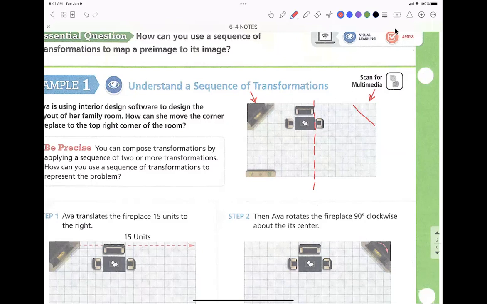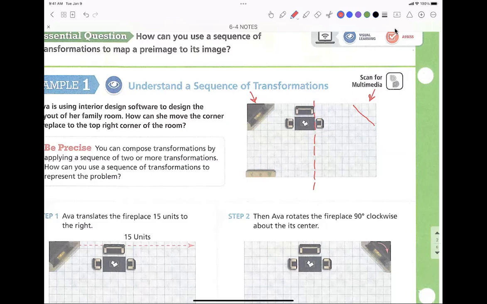So I've already decided I can't just reflect it. I'm going to slide it over and then I'm going to turn it around to where it fits in the corner. So I'm going to translate it 15 units to the right. That's going to slide it to the other side of the room. And then I'm going to rotate it. Would I rotate it clockwise or counterclockwise to get it to fit in that corner? Say it, I heard it. Clockwise, yeah. I'm going to do a 90-degree clockwise rotation.